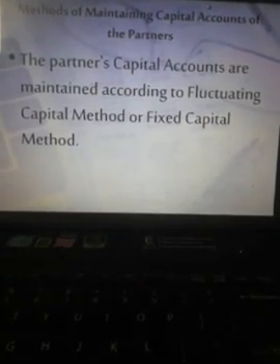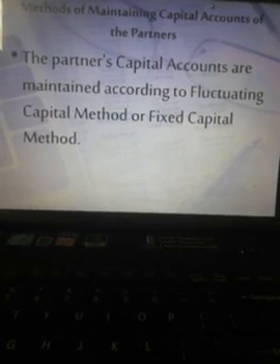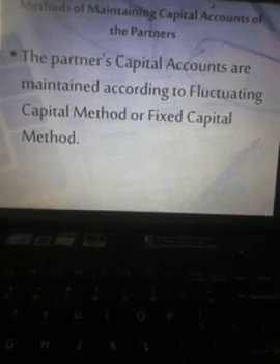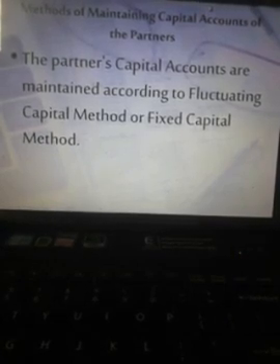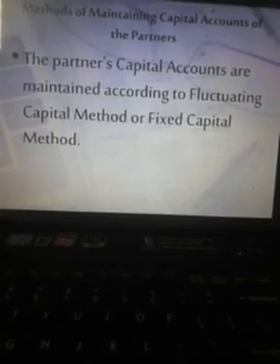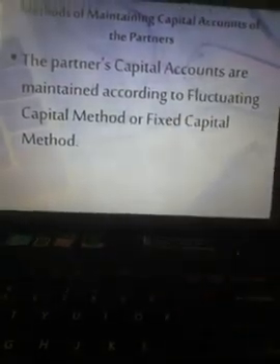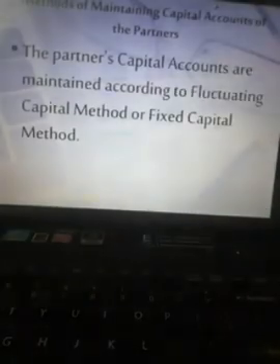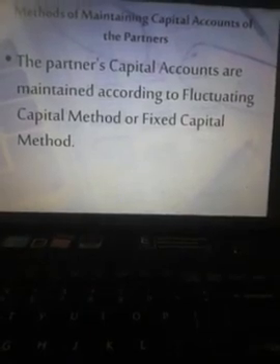If in the question two things have been mentioned, such as the capitals of the partners are fixed, or you have been provided with two types of balances, that is partners capital account along with the partners current account, then it will be considered that the fixed capital method is being followed. But in all the other situations, the fluctuating capital method is going to be followed. So class, what will be the difference between these two methods?